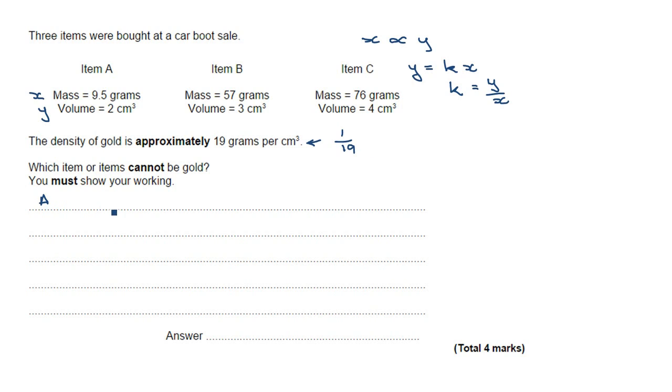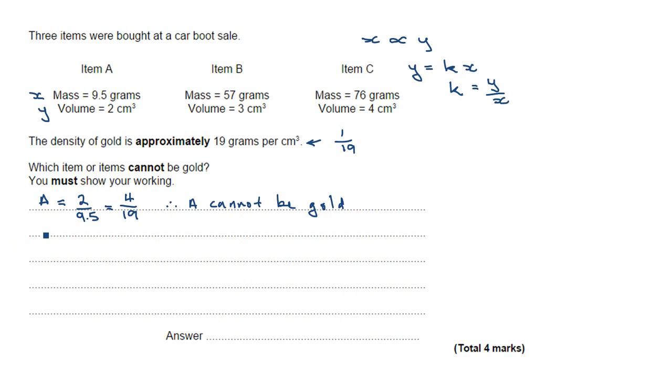Item A. Well, we've got 2 divided by 9.5. Is that the same constant of proportionality? If I want to simplify this fraction, I have to double the bottom so that I just get an integer at the bottom. So if I double this, I'll end up with 19 as my denominator. So at the moment it looks like it, but I also have to double the numerator. So 2 times 2 gives me 4. So we can say that A is not, so cannot, to use their terminology, cannot be gold.